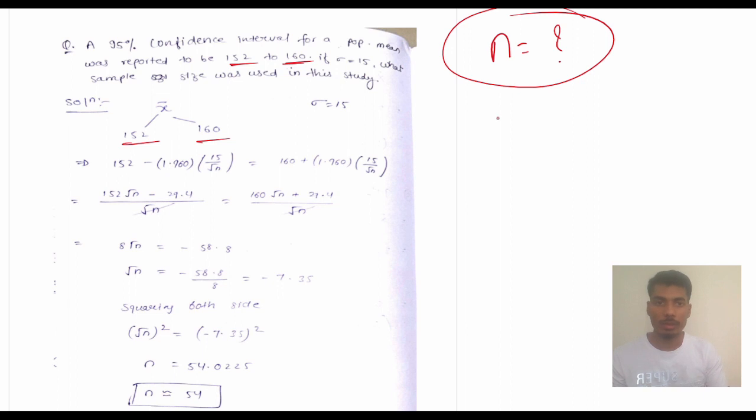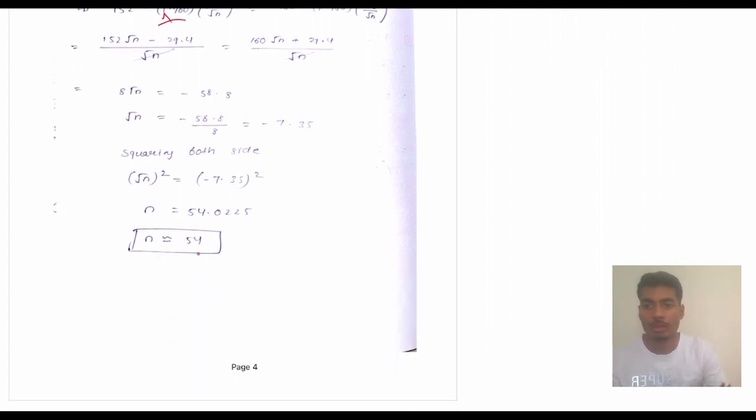The formula is x bar plus minus z alpha by 2 sigma by root of n. So in place of x bar we write 152 minus z alpha by 2. For 95%, the value of z alpha by 2 is 1.96, and sigma is 15 and root n. This is also the same, but here 160 is coming. While solving this, you can get the value of n. Try it once. n equal to 54.